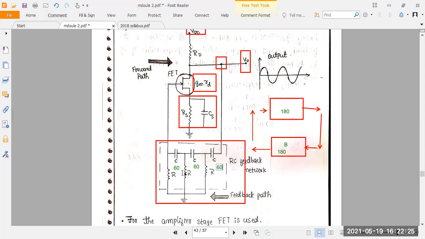If you take 2 combinations of RC, it is a 120-degree phase shift. If you take 3 combinations of RC, it is a 180-degree phase shift. Understood? So from the amplifier we got 180, from the feedback we got 180. Total 180 plus 180, a 360-degree phase shift.